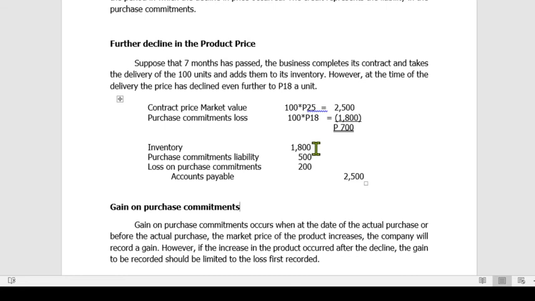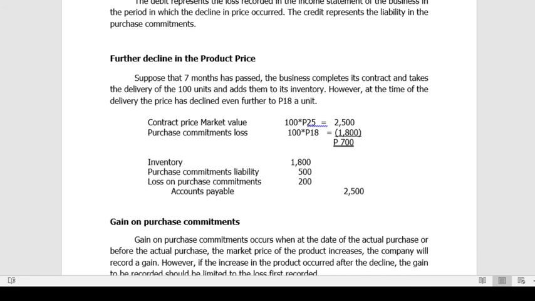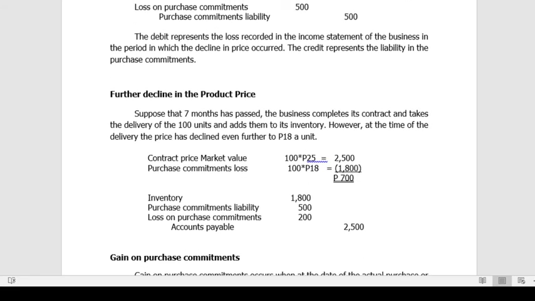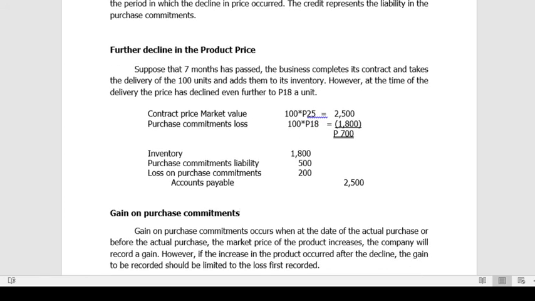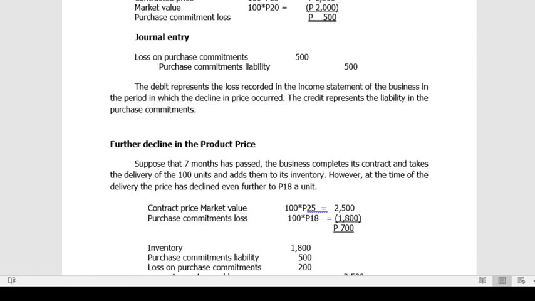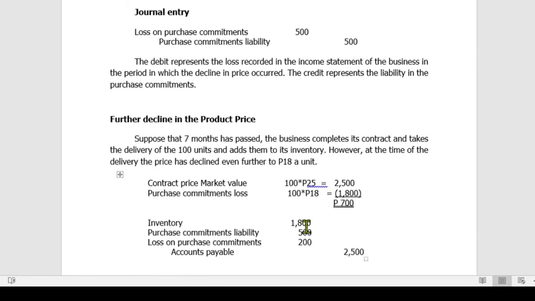And in this time, yung 1,800 kasi yun talaga ang cost niya. So, debit inventory, 1,800. Purchase commitments liability is eliminated because this is the end of the contract. So, magkano ang purchase commitment liability mo kanina? 500. So, you have to debit it to eliminate the entry, 500. Loss on purchase commitments. Magkano ba ang loss on purchase commitments? 700. Ito yun. Ang loss on purchase commitments mo ay 700.